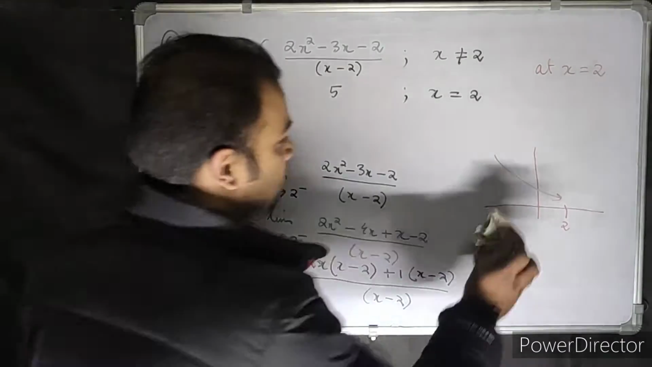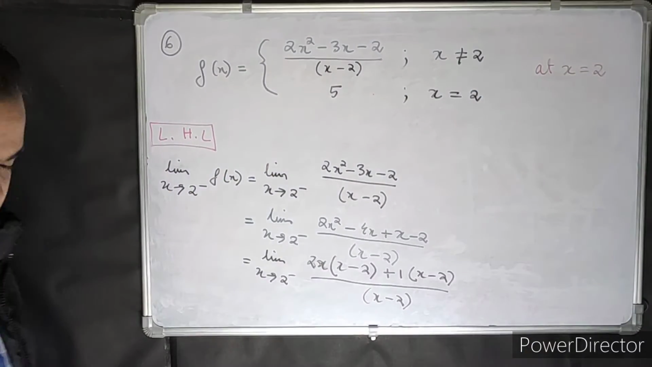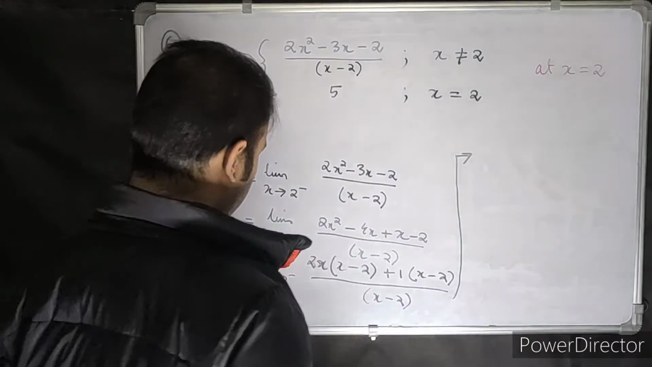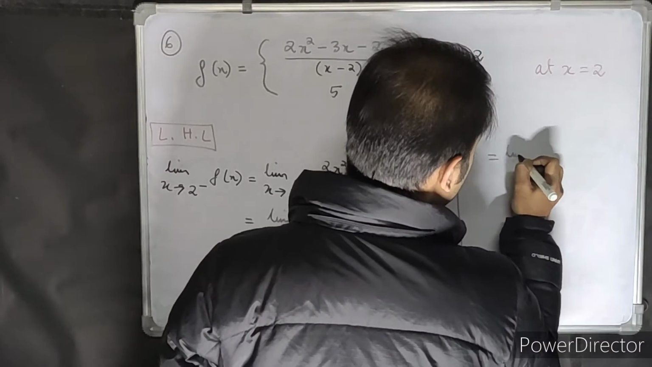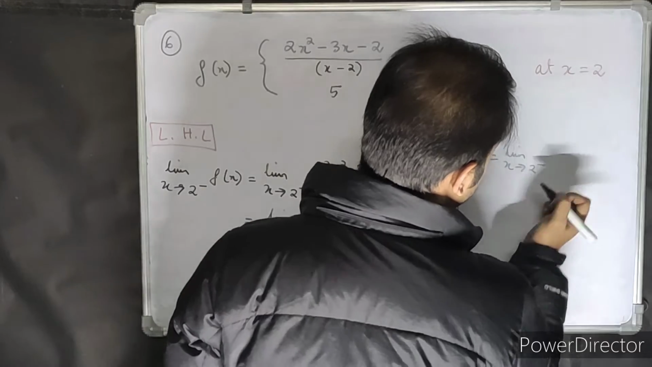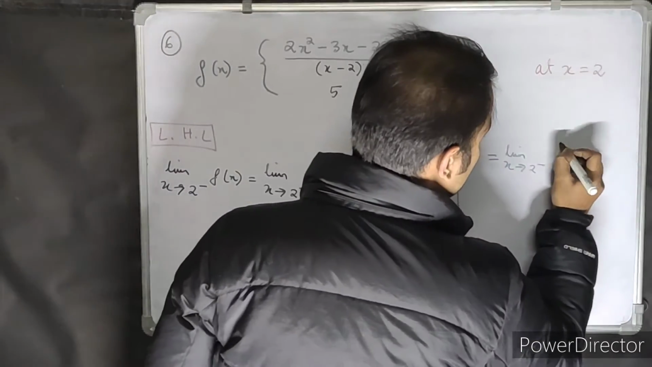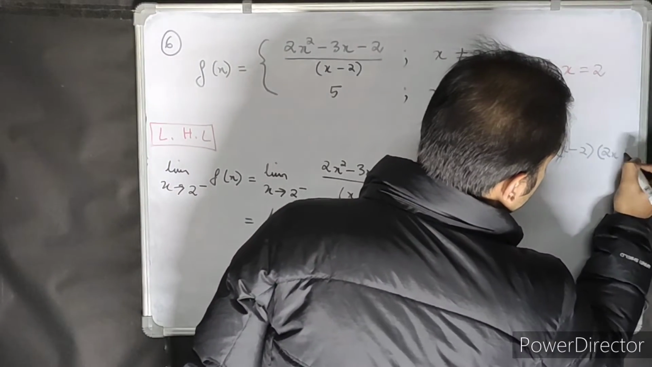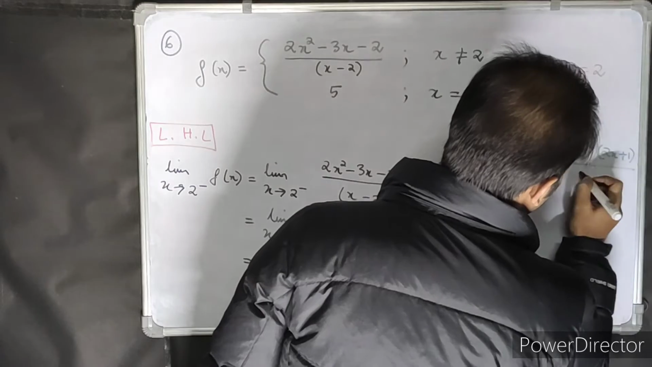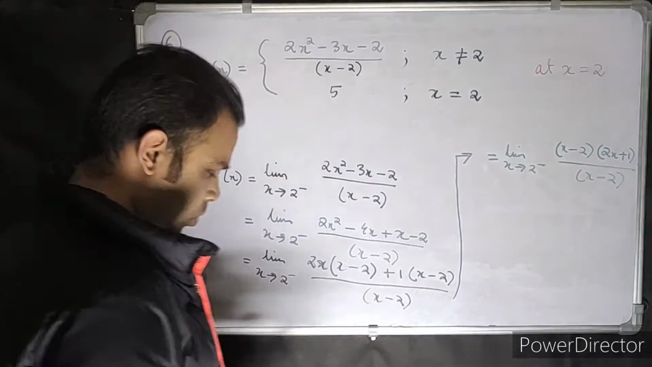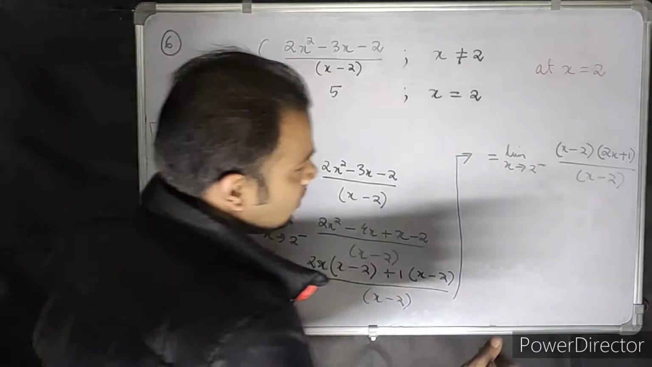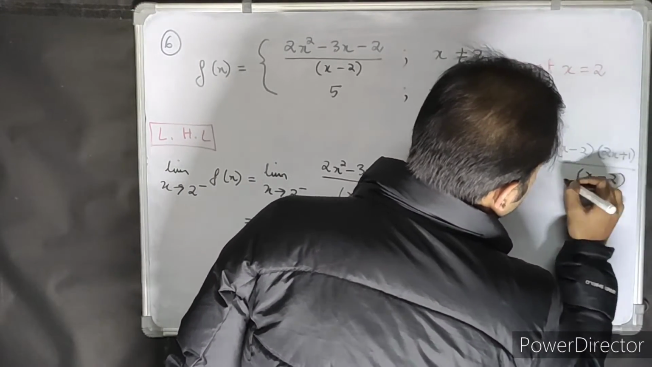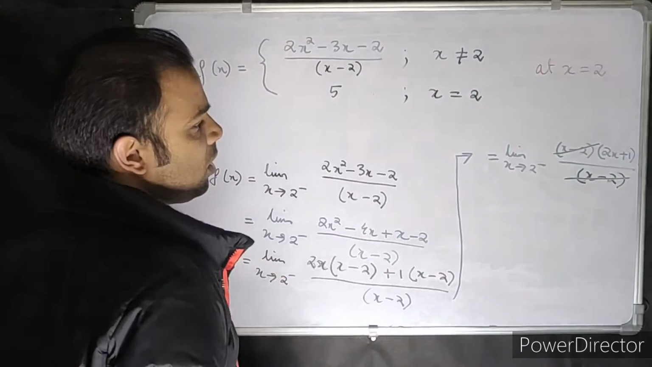From here, very simple, don't write equal to because that's not allowed. You have to write one more step. You have to keep writing the limit. So next step will be limit x tends to 2 negative, x minus 2 bracket 2x plus 1 whole thing divided by x minus 2. I hope you can see it. This x minus 2 and the x minus 2 got cancelled out.